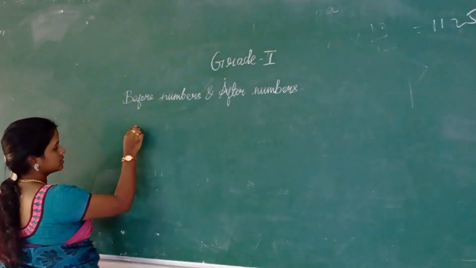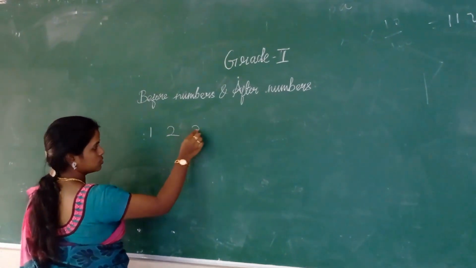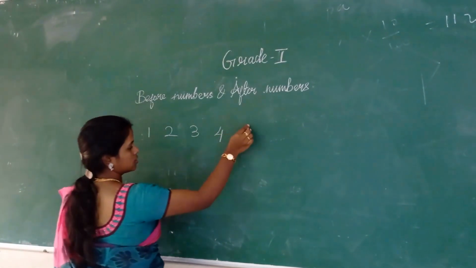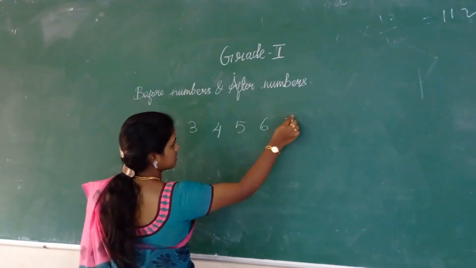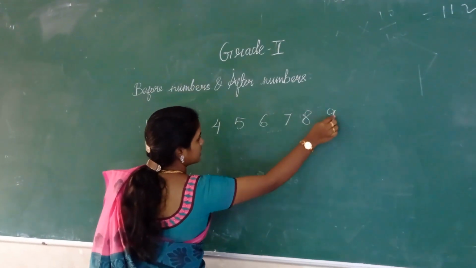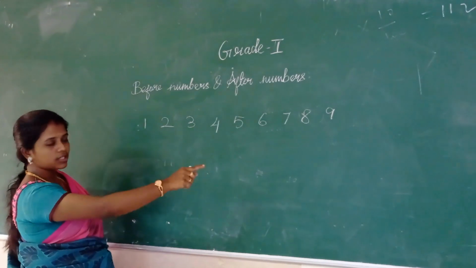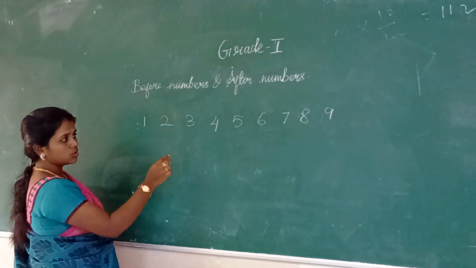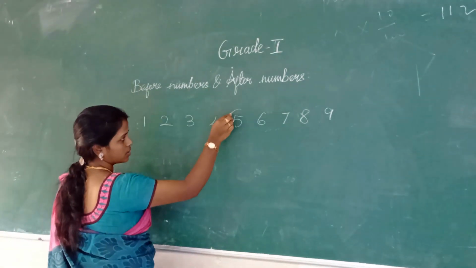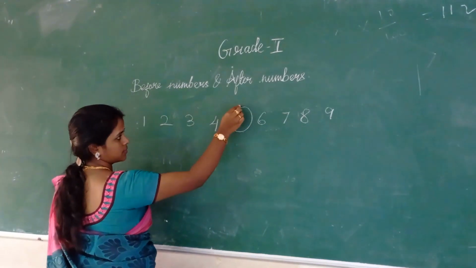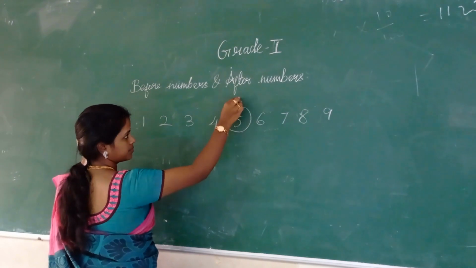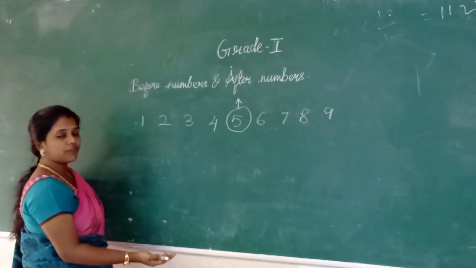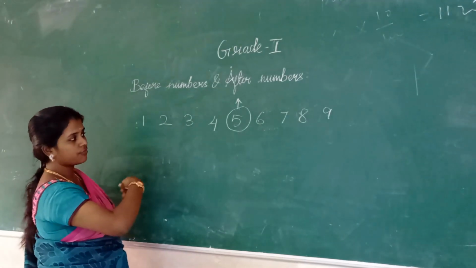So here: 1, 2, 3, 4, 5, 6, 7, 8, 9. I have written the numbers from 1 to 9. I am going to circle number 5. So this is my number. I have to find out the number which comes before 5.